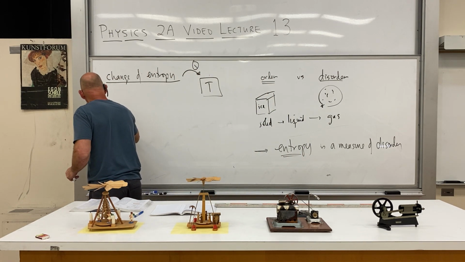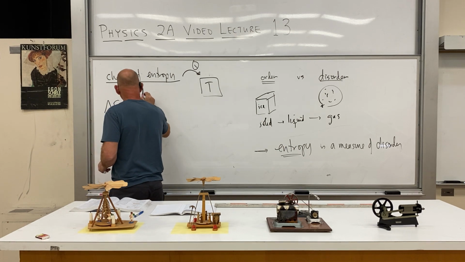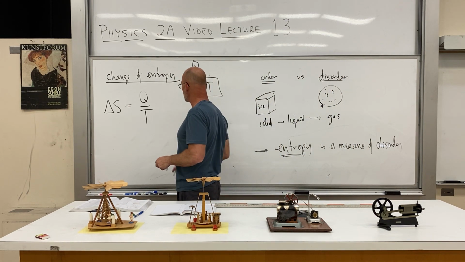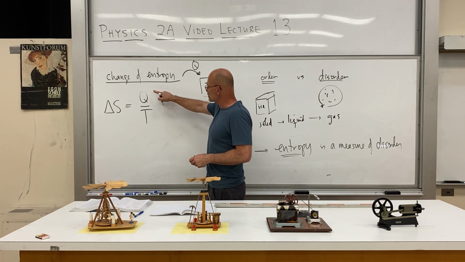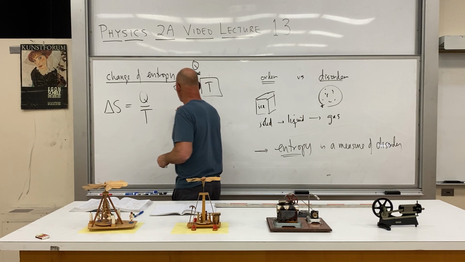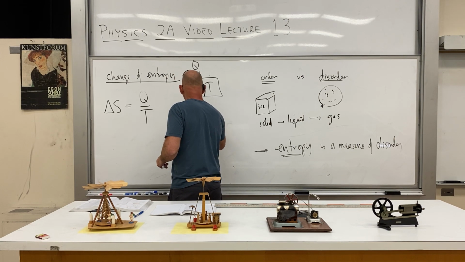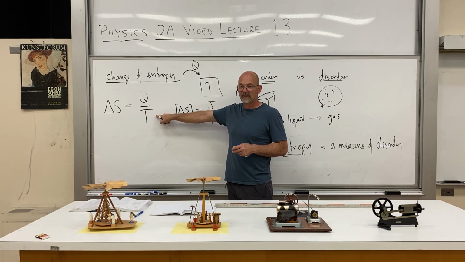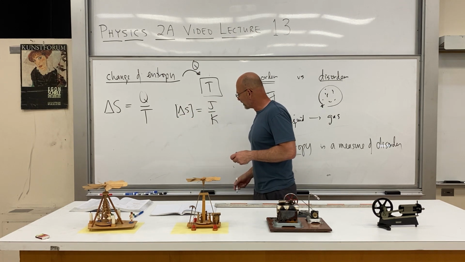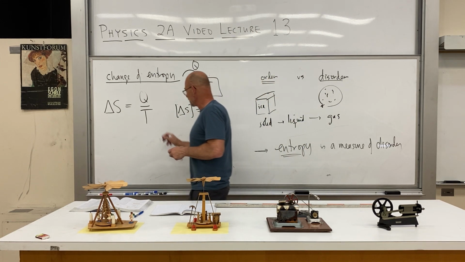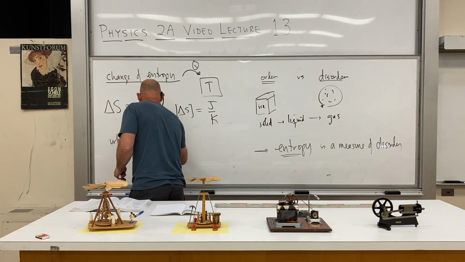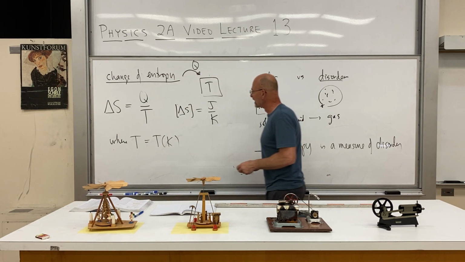So now this change of entropy, delta S, is defined as Q over T. I could say delta Q, but I'm just going to stick with Q, okay? And we have to say, well, what are the units here? The units are joules per Kelvin. So delta S units, joules per Kelvin. So that's a hint that we always have to use Kelvin with this expression. So delta S is Q over T, where T is measured on the absolute temperature scale.